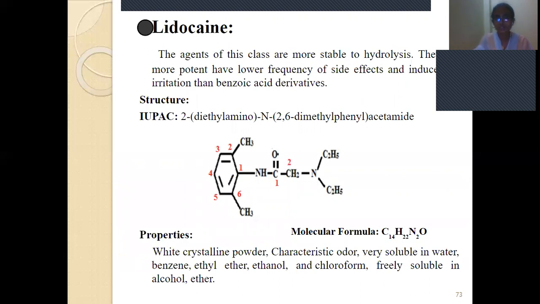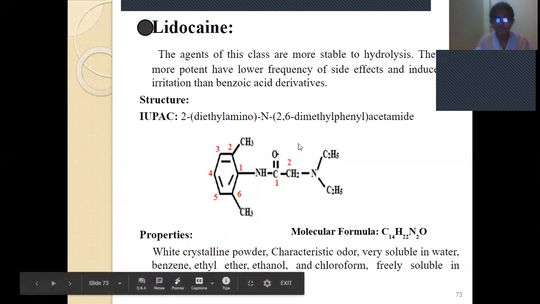So let's discuss the first drug, lidocaine. It is more stable to the hydrolysis process and has a lower frequency of side effects, and it induces less irritation than the benzoic acid derivatives. So this is the structure and this is the IUPAC name.